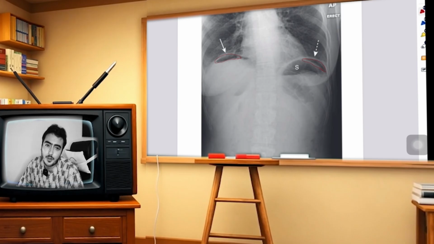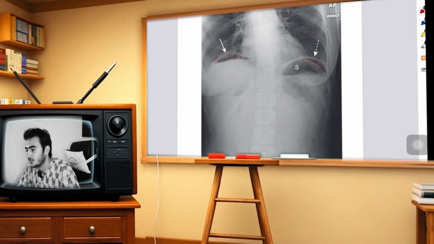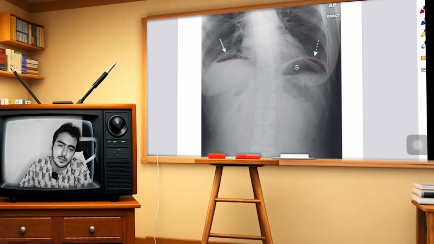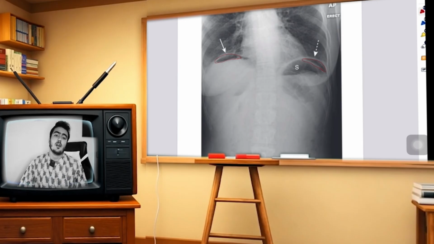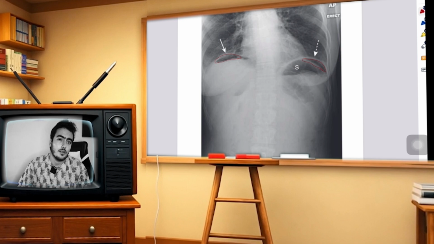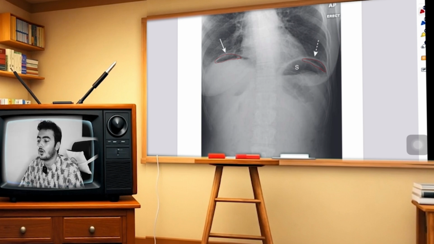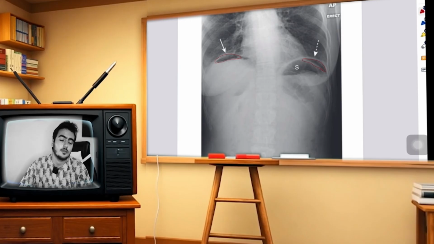It's easier to spot on the right hemidiaphragm because the liver provides a uniform soft tissue background. On the left, it's harder because you've got air-filled structures like the stomach and the splenic flexure of the colon, so it can mimic or obscure free air.